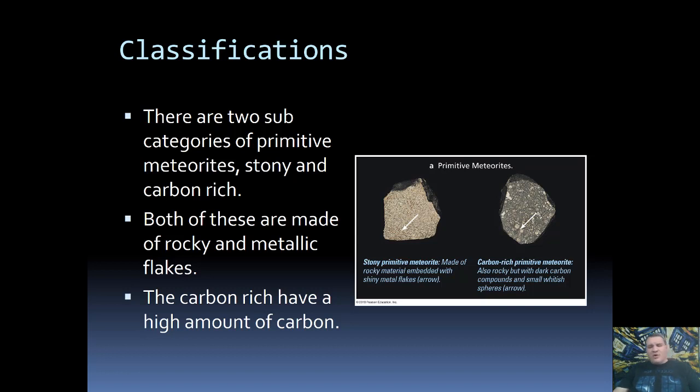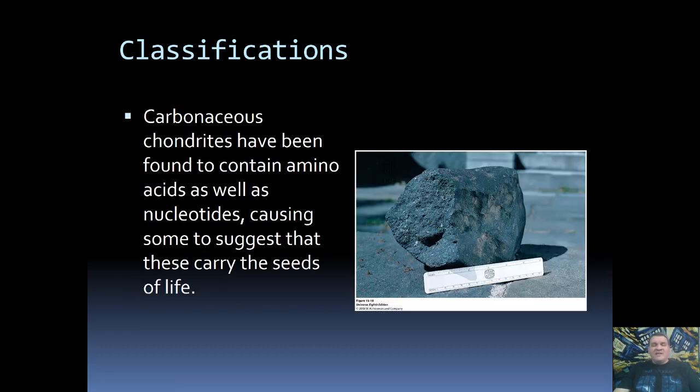And because it has more carbon, it actually appears darker in color. Some of these carbon-rich primitive meteorites are known as carbonaceous chondrites. And as we have studied them, they actually appear to be some of the very oldest objects in the solar system, dating to 4.6 billion years ago.